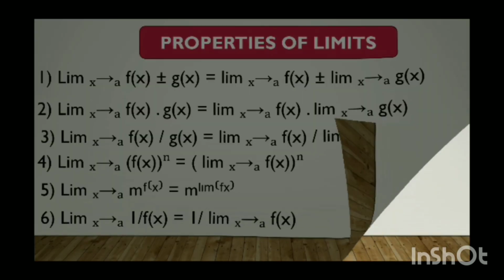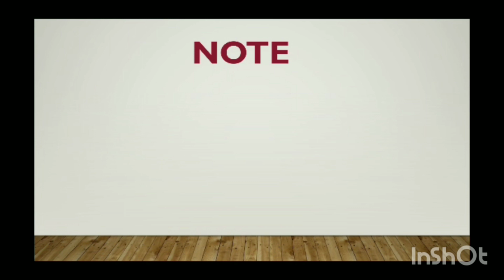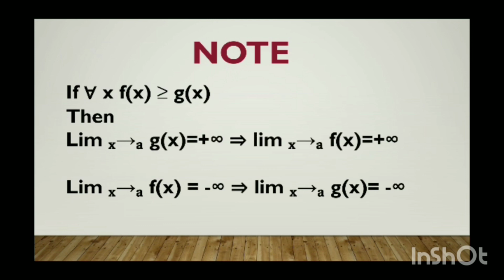We proceed. We are still on the properties of limits, and now it's important to note down something. If for every x, f of x is greater than or equal to g of x, this is a case study. If for every x, f of x is always greater than or equal to g of x, then if the limit as x tends to a of g of x is positive infinity, then the limit as x tends to a of f of x must also be positive infinity.